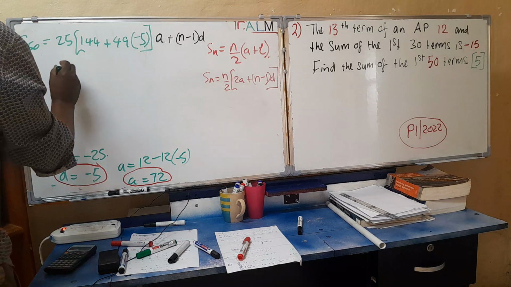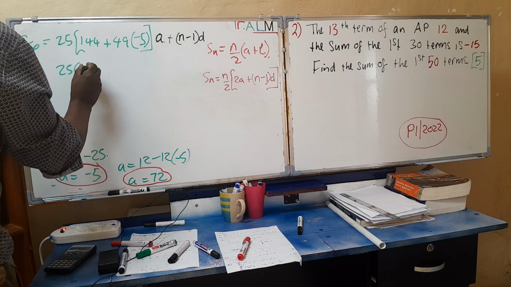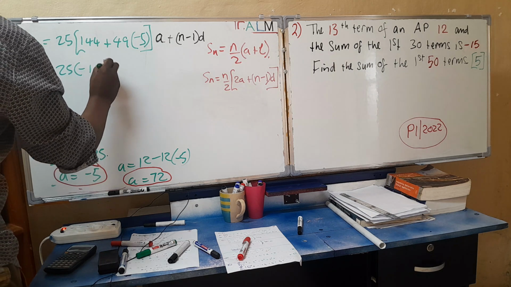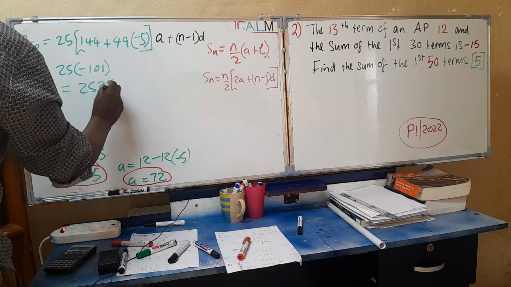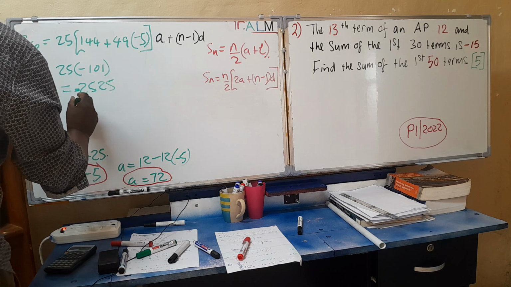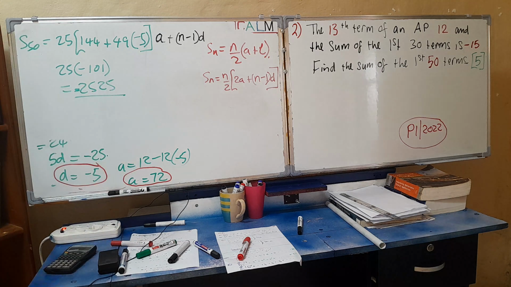So I have 25 multiplied by minus 101, which is equal to minus 2,525. That's the sum to the first 50 terms.